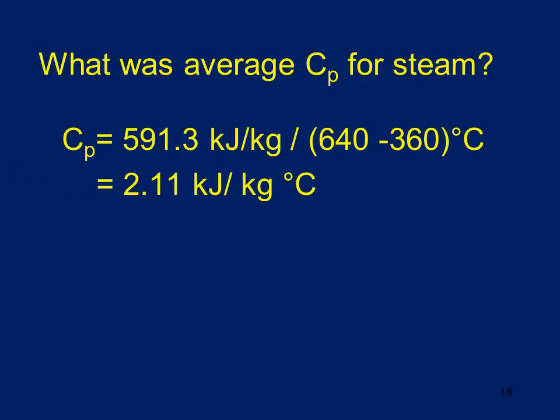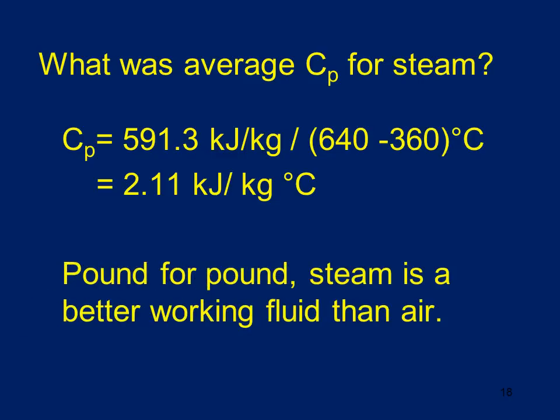So I'll calculate the CP, and I find that it is equal to 2.11 kilojoules per kilogram per degree, whereas the air had a considerably lower CP. I believe it was 1.15, and so pound for pound, steam is a better working fluid. I can get more work out of the steam over a smaller temperature drop. And you'll notice that 640 minus 360, I believe our other problem was 1100 to 800, something like that. Quite a bit more drop in temperature.